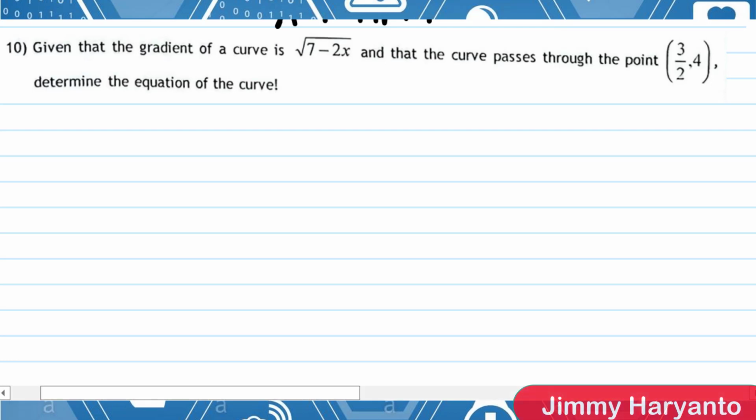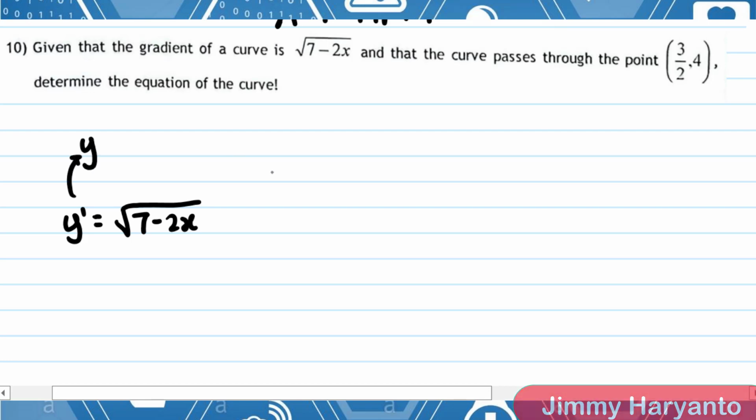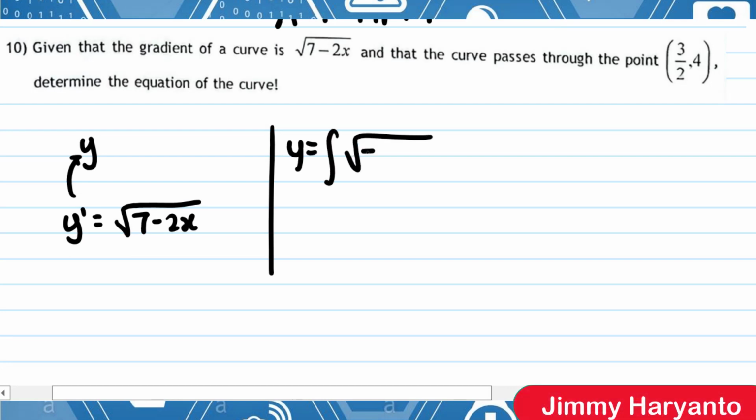Next one, the last one, is number 10, the gradient. One more time, the question gives you the gradient. Gradient means dy/dx equals the square root of 7 minus 2x. To find y, you have to integrate it. That means y equals the integration of the square root of 7 minus 2x dx.